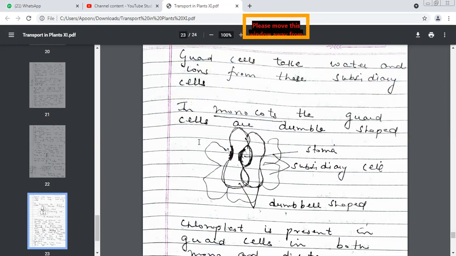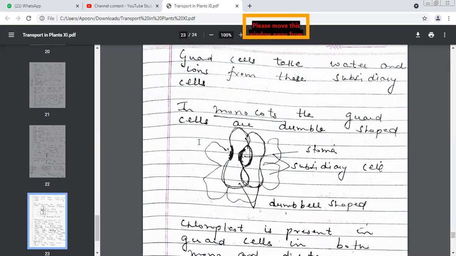In monocots, they are what shaped, Peter? Dumbbell shaped. Whether it is monocots or dicots, both of them are surrounded by these cells, which are known as subsidiary cells. Now, chloroplast is present in the guard cells in both monocots and dicots. Please remember, chloroplast is present in the guard cell, whether it is a monocot or a dicot.